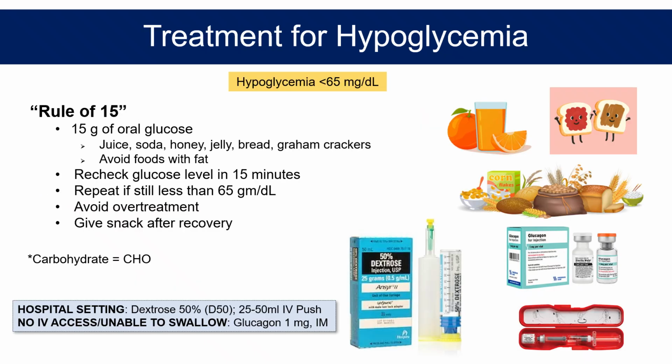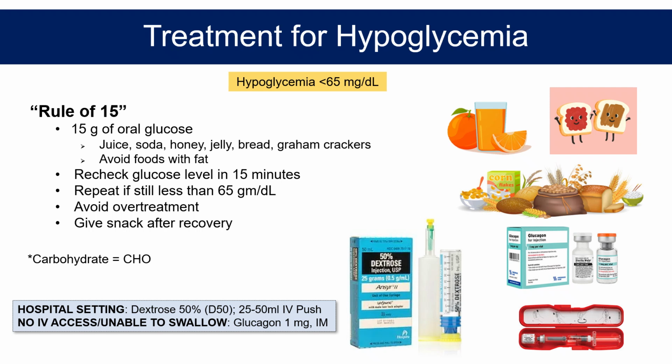So how do we treat hypoglycemia? We're going to use the rule of 15. Now, when you are in the hospital or whatever facility you're at, their hypoglycemic protocol may be a little bit different, but it will typically be a version of this. So rule of 15 is 15 grams of oral glucose. So that is 1 serving of a fast-acting glucose. So something like juice, regular soda, not diet, honey, jelly, graham crackers. You want to avoid foods with fat because fat can make it take longer to be absorbed, and we want fast-acting glucose. After you give your patient your 1 serving or 15 grams, you're going to recheck their blood sugar in 15 minutes. That's where the rule of 15 comes in.